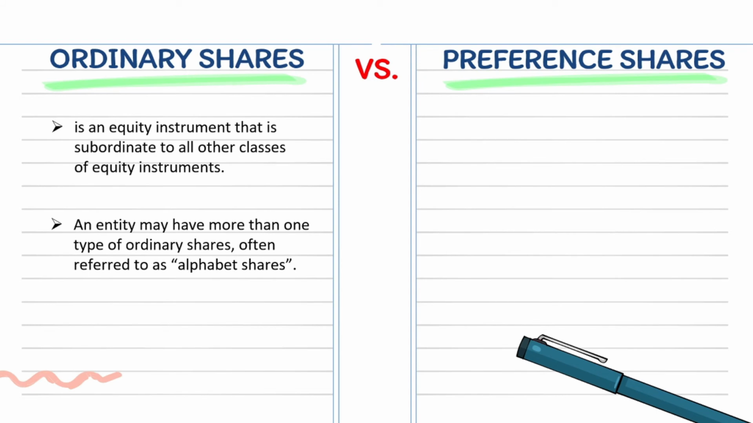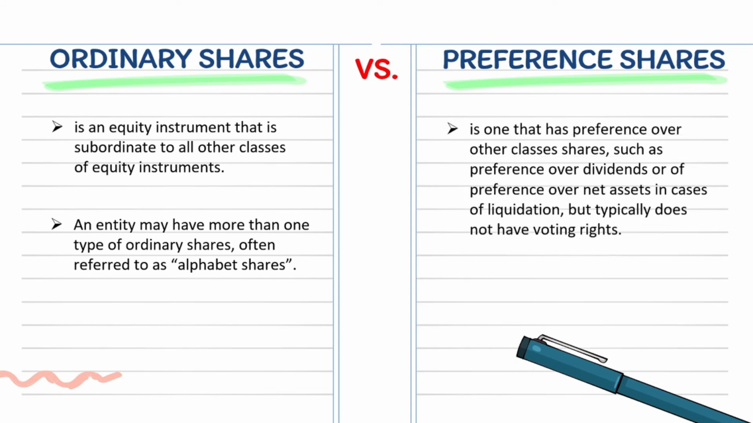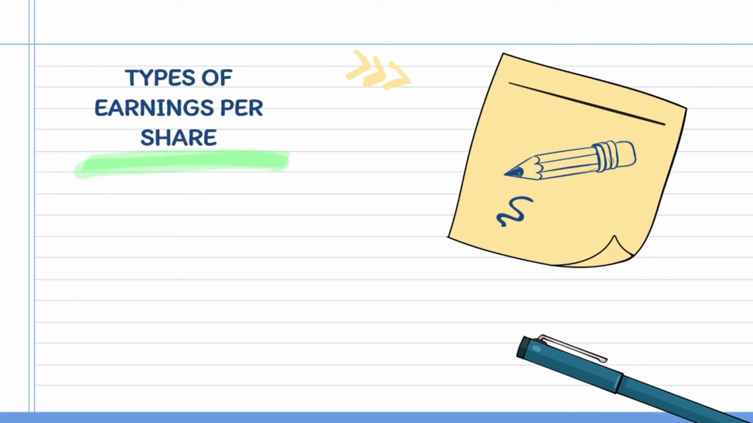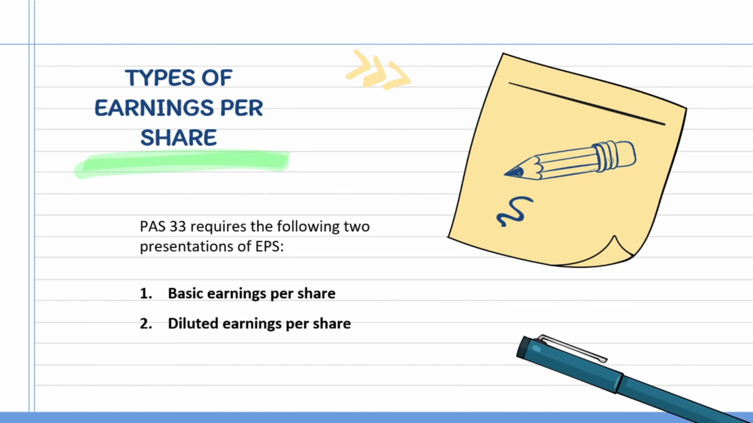Preference shares, on the other hand, have preference over other classes of shares, meaning they have certain advantages over ordinary shares, advantages as to dividends or as to assets. As we said earlier, when a corporation earns, the first to be given are the preference shares, and in liquidation, the first to be paid are the preference shares. There are two types of EPS, basic EPS and diluted EPS.